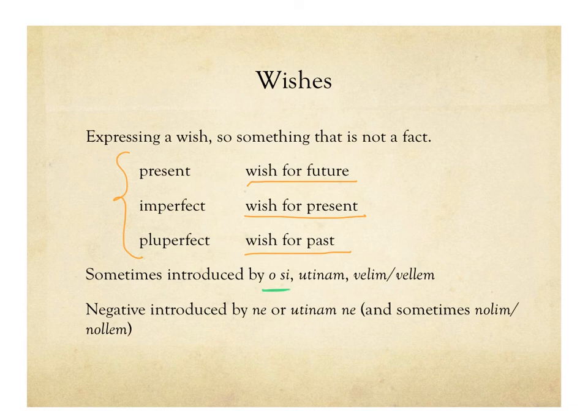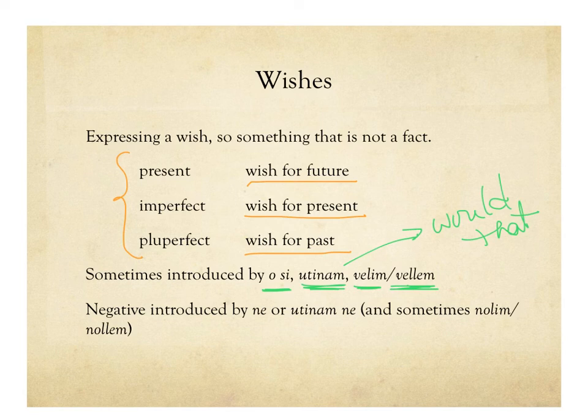So sometimes we get something like, oh, if only, or utinam, which usually we translate as something like would that. That's very archaic language. But, and velim for a future, or vellem for a present or past wish, which we're not really going to translate.